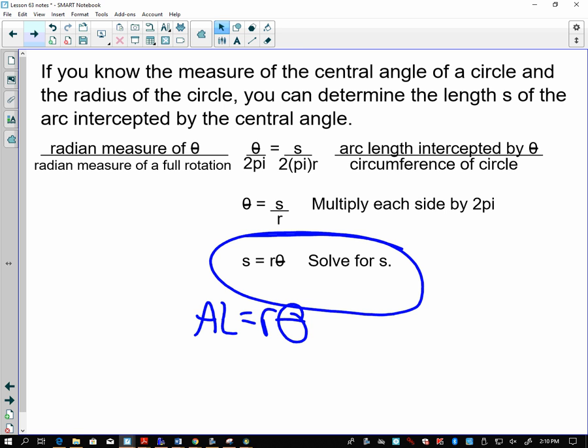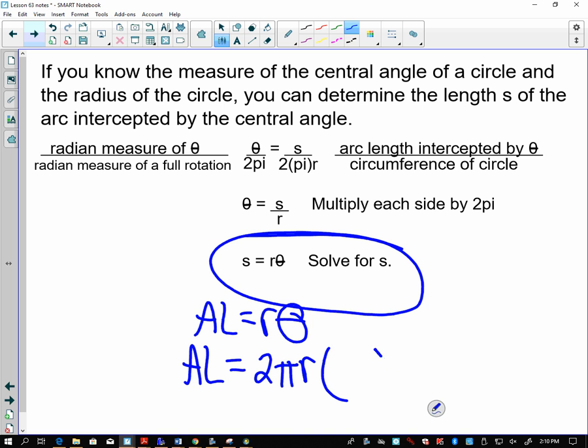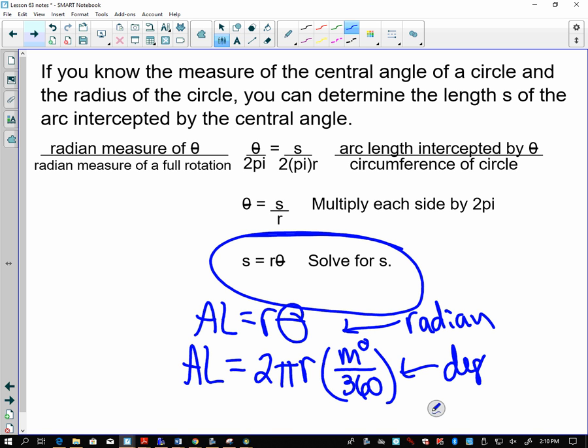We can find arc length without using radians. We do 2 pi r times the measure in degrees over 360. So this is our radian formula for finding arc length. This is our degree formula for finding arc length. Either one can be used. Does this make sense? Okay.